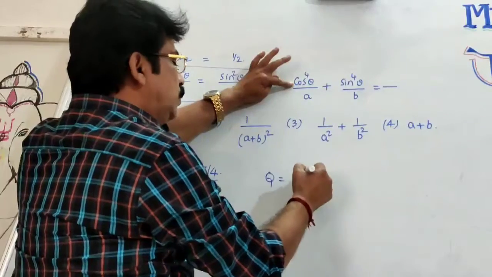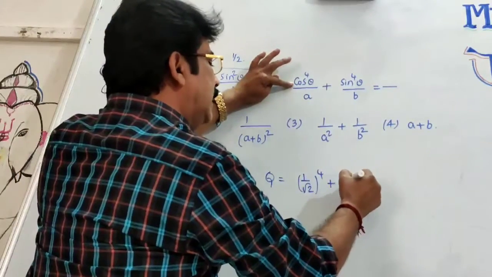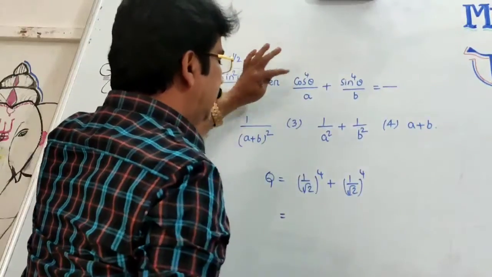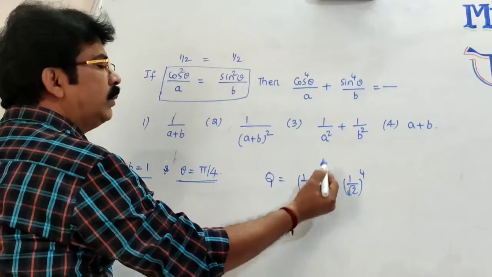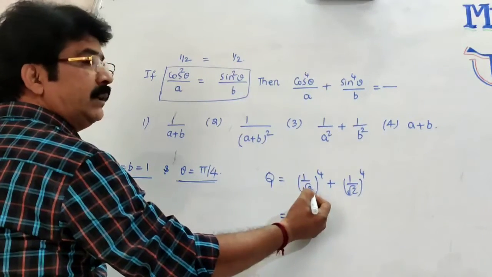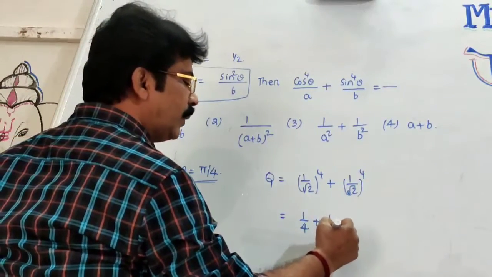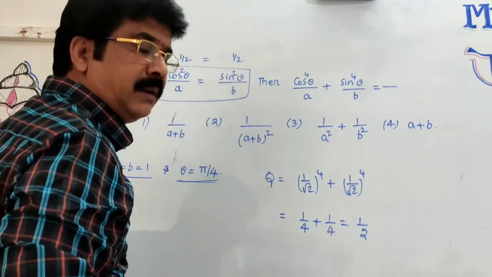Next, 1 by root 2 whole to the power of 4 plus 1 by root 2 whole to the power of 4. So that is equal to, actually, x to the power of 4 means x square whole square. X square means 1 by 2. 1 by 2 whole square is 1 by 4, plus it is also 1 by 4.